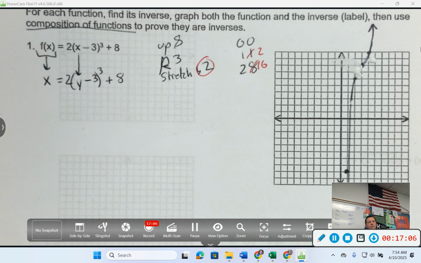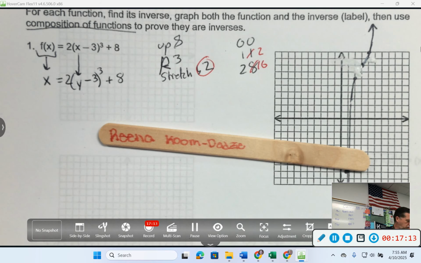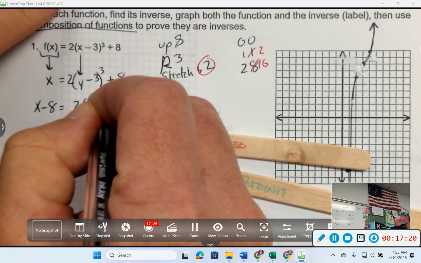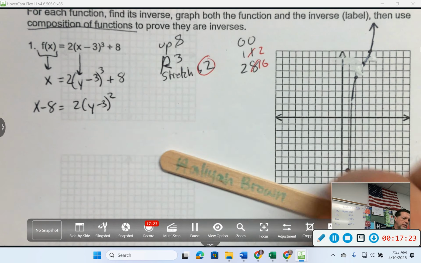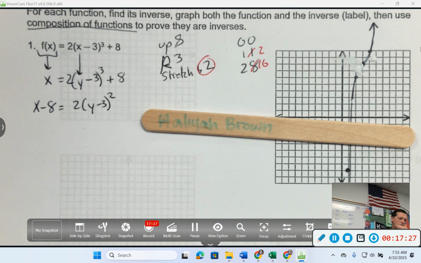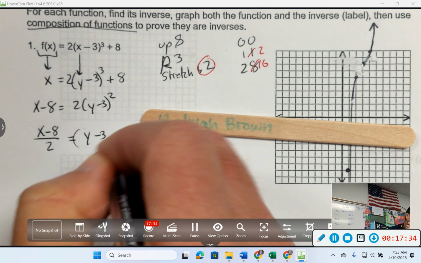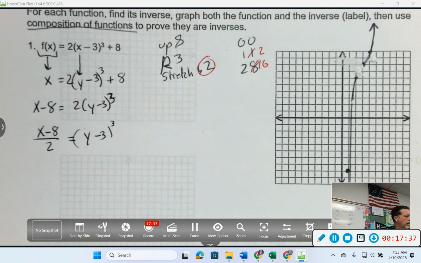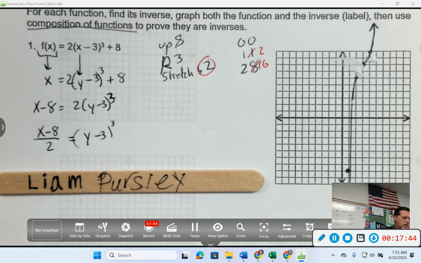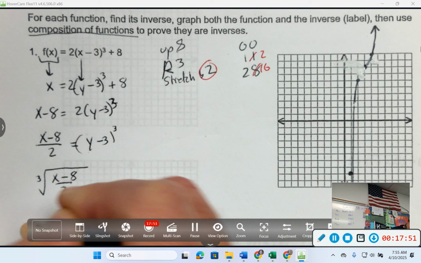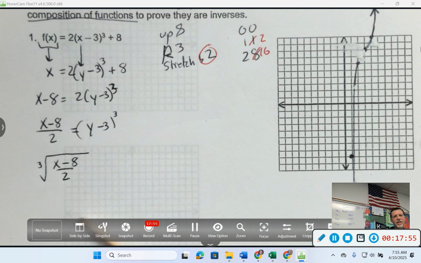And now I got to get y by itself. So I got to start peeling off the layers to get to y. So Rena, what should I do first? Move 8 to the other side. Leah, what do you want to do next? Divide by 2. We'll have to be careful with that when we get to it. Liam, what do you want to do next? Cube root. And lastly, Jackson? Add 3.